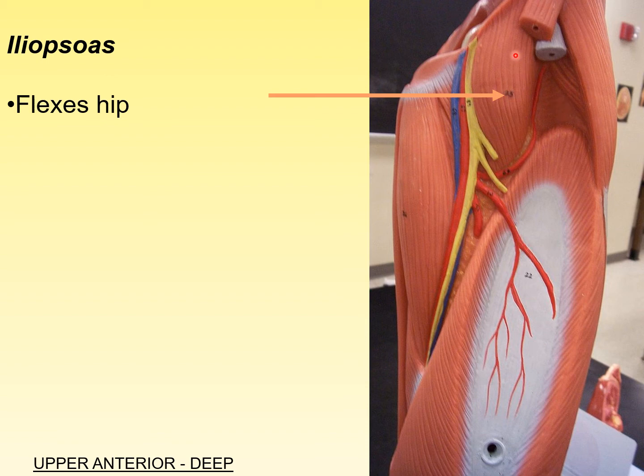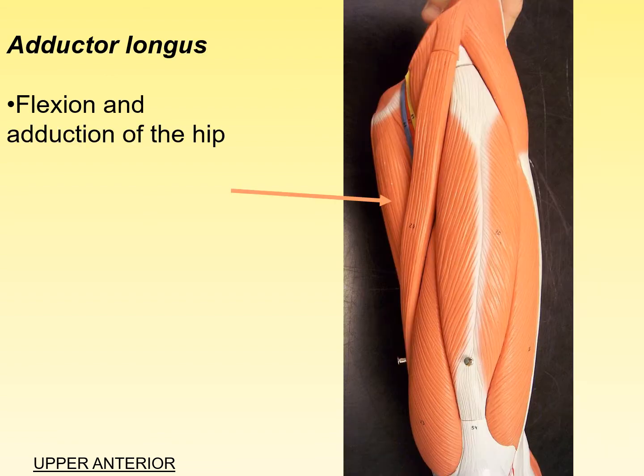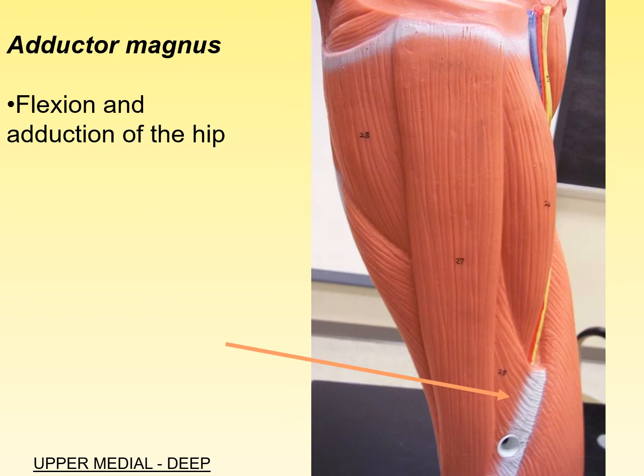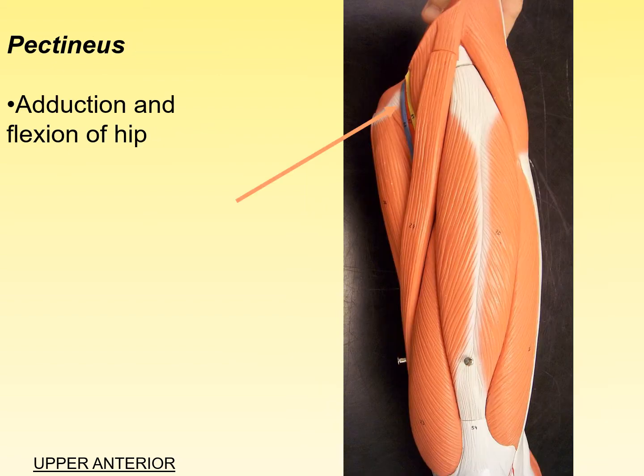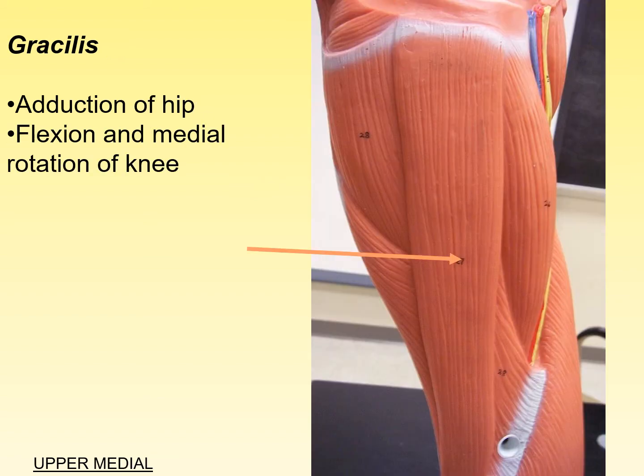The iliopsoas helps to flex the hip. The adductor longus, as you can see over here, is about flexion and adduction of the hip. The adductor magnus, flexion and adduction of the hip. It's this large muscle under here, as the name implies, magnus. The pectineus is adduction and flexion of the hip as well, as you can see pointed out by the arrow. Gracilis is adduction of the hip and flexion and medial rotation of the knee.